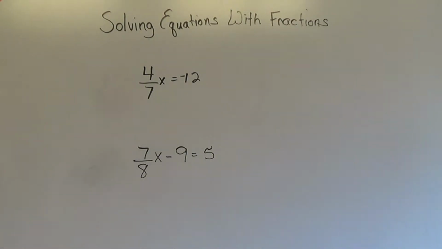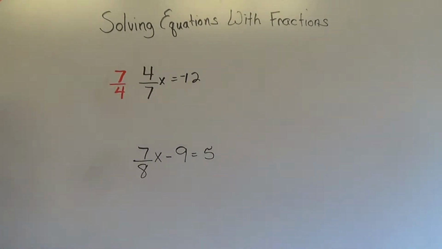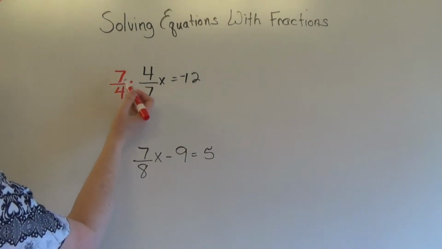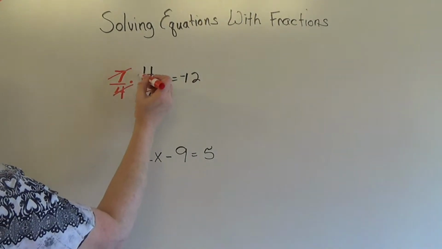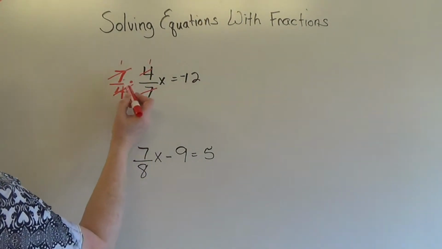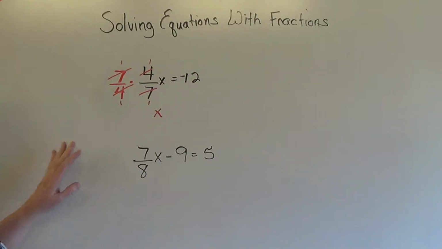Let's take a look at this top one. We want to get x by itself, and there's a 4/7 with it. Well, this is really easy. To get rid of 4/7, I'm just going to flip it upside down and make it 7/4. In math, this is called the multiplicative inverse. And then we're going to multiply times the fraction that was already here. And if you cross cancel, all of these become 1. And 1 times x is x. So it's a really easy way to get rid of the fraction attached to the x.